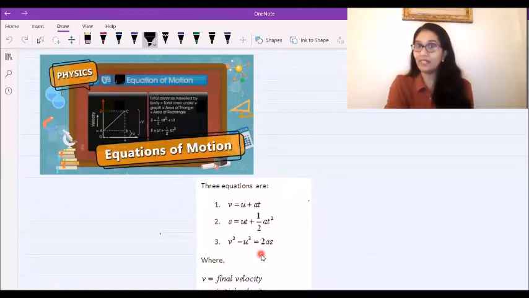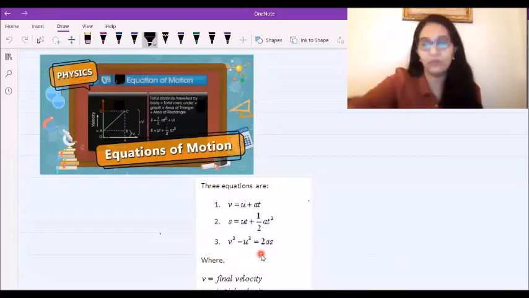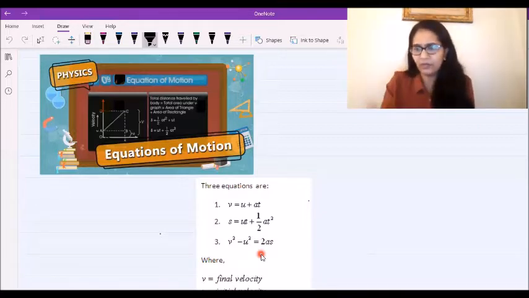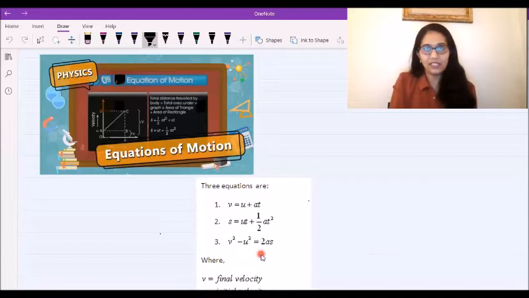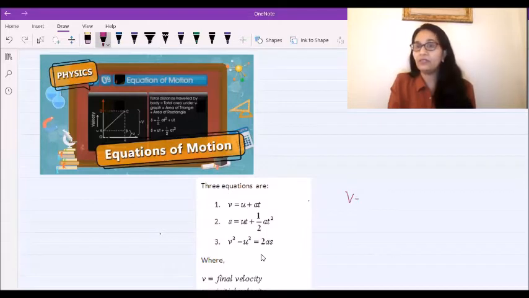You can see some letters over there: V, U, A, T, S. So what do they represent? I think in the previous videos I have explained these terms. The first one is V. So what is this V? V stands for final velocity. Then comes U. U stands for initial velocity.